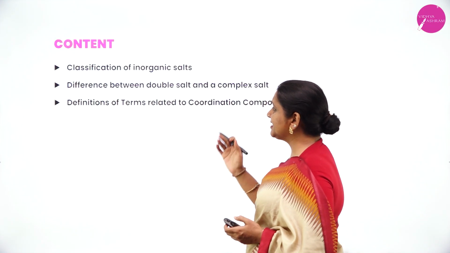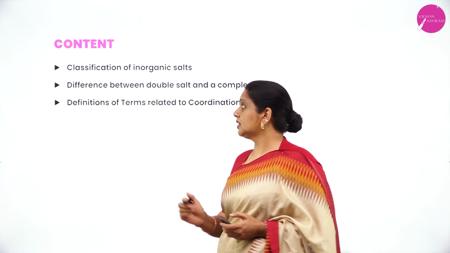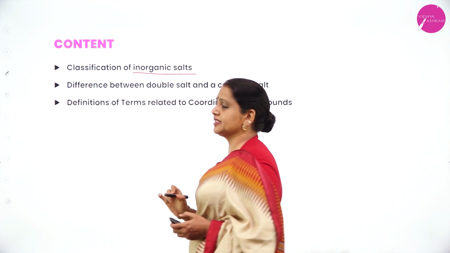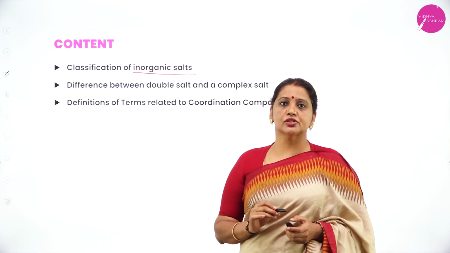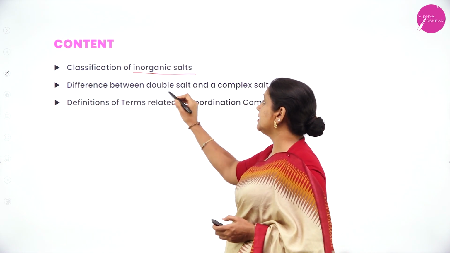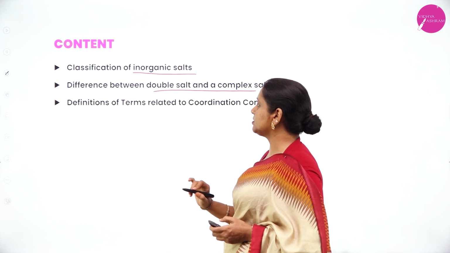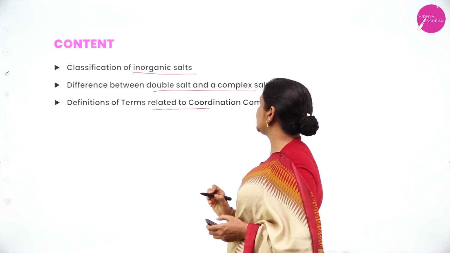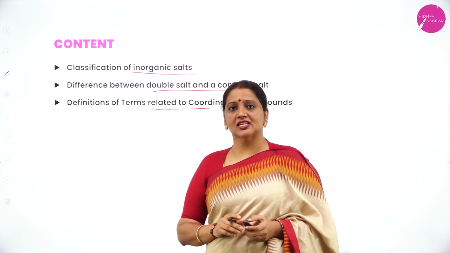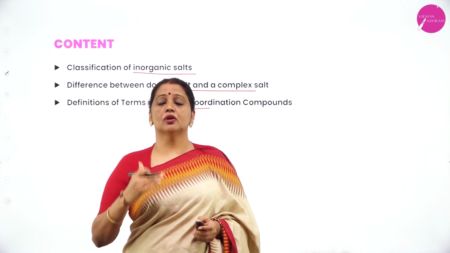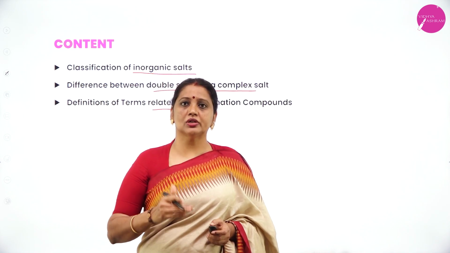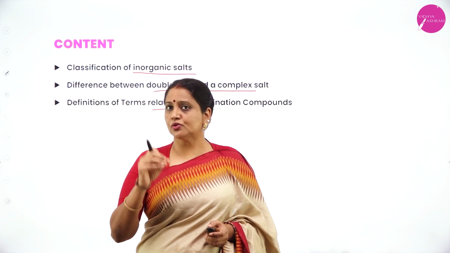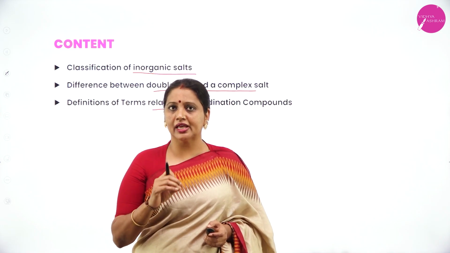So in this chapter, I am going to deal with how inorganic salts are classified into three types, the difference between double salt and complex salt, and definition of terms related to coordination compound. This chapter name is Coordination Compound. Coordination compounds are also called as complex salts. That's why I am going to take it as one of the types of inorganic salt.